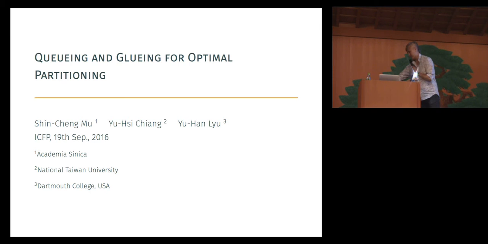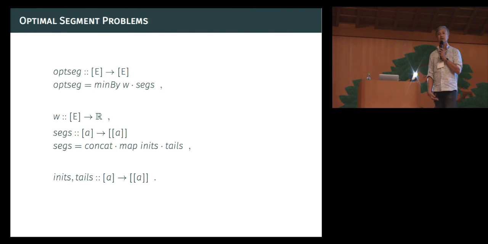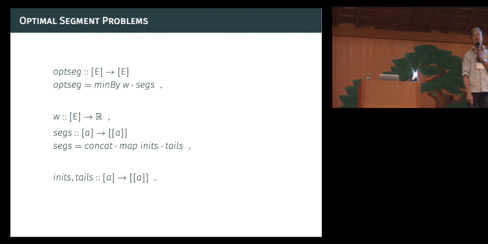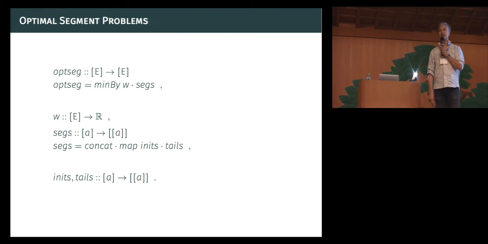So what is a segment problem? Given is a list of elements of a certain type E, and the specification is to compute all segments of it. By segment, I mean a contiguous sublist of the given list, which can be computed by computing all the suffixes of the list before taking all prefixes of each. Here, inits and tails are the standard Haskell functions, which respectively give you all the prefixes and the suffixes of the list.